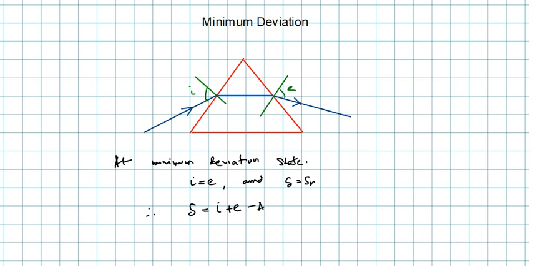Okay, also note R1 and R2 both will be same also. Delta equal to delta m, and R1 equals to R2 equals to R, let's say. Okay, then delta m would be I plus I minus A. So this gives me delta m is equal to 2I minus A. So implies I equal to (delta m plus A) by 2.